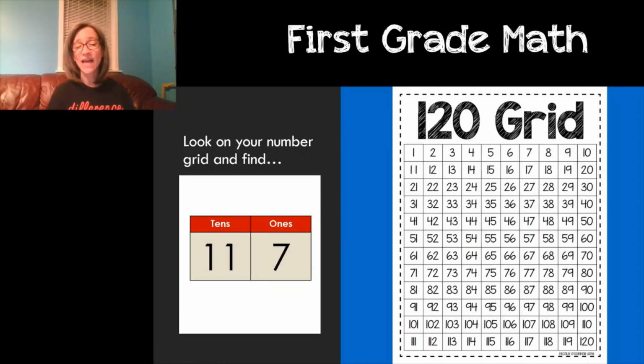What number has 11 tens and 7 ones? Can you find 11 tens, 7 ones? You should have chosen 117. 117 has 11 sticks of 10 and 7 loose ones.